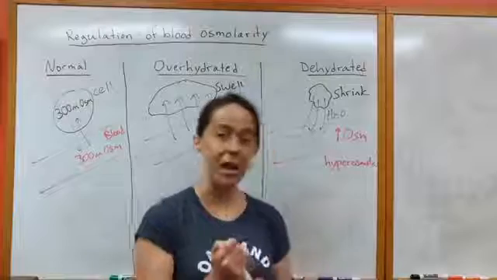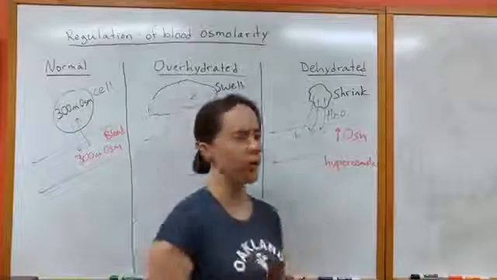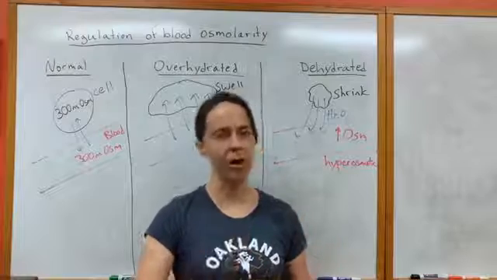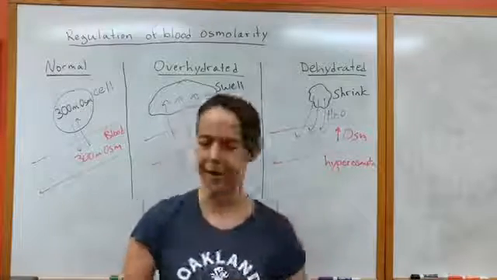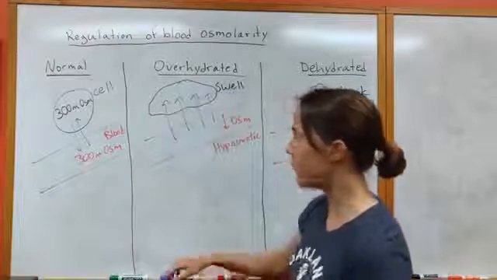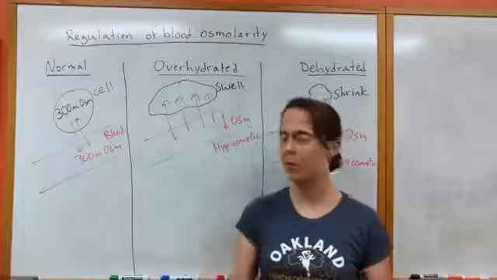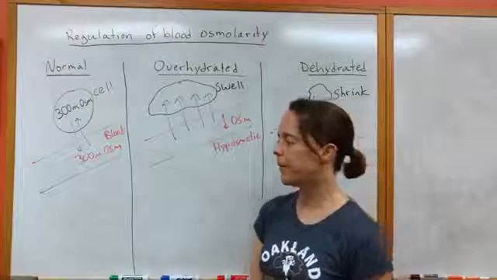So that can also be dangerous as well, especially like your red blood cells won't be able to carry oxygen as well if they're all shrunk up. So both cases, not so good. And so that's why our kidneys are helping to regulate the blood osmolarity and regulate how much water is in the body. So let's look at how that works.